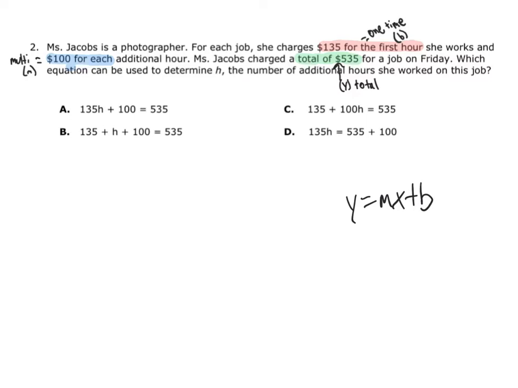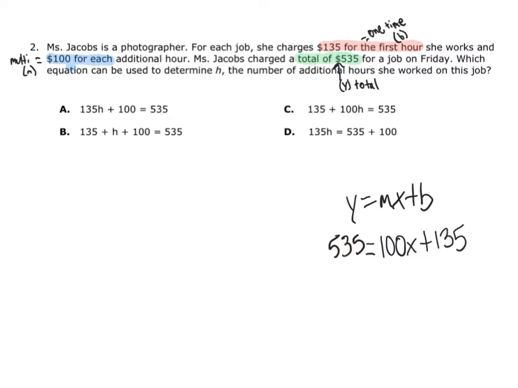We're just going to plug in what we know. We know Y was 535. We know the M was $100. The X stays the same. And then we're going to add the 135, the one-time fee. So now we need to match up our equations. We have 535 in the total, so it has to equal 535.